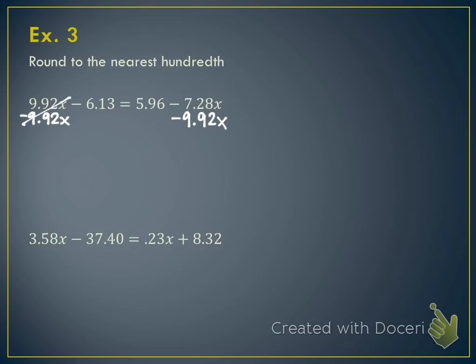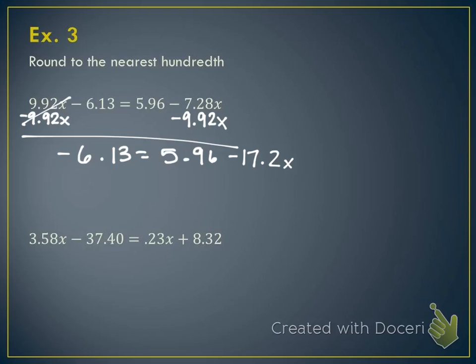Now, how many of you thought that maybe we should add 7.28x? Guess what? If you do, our final answer should be the exact same. It does not matter which step you do first, okay? So now we're going to add, I've got negative 6.13 is equal to 5.96. And then what's negative 7.28 plus negative 9.92? Negative 17.2x.